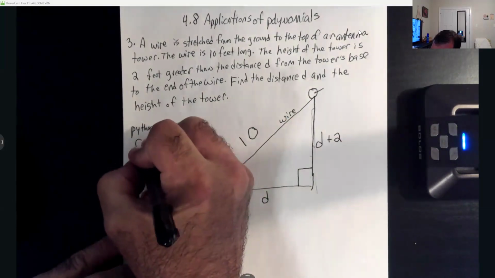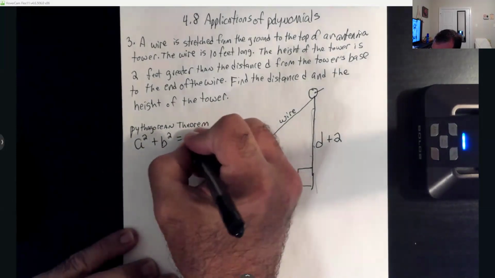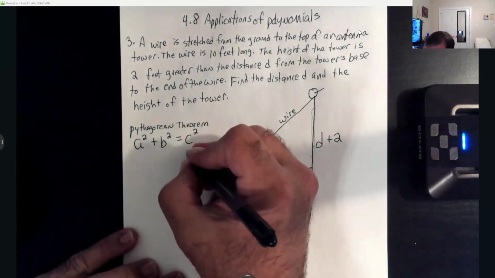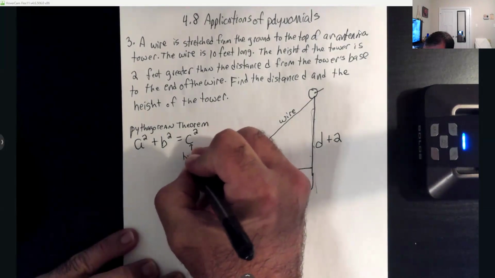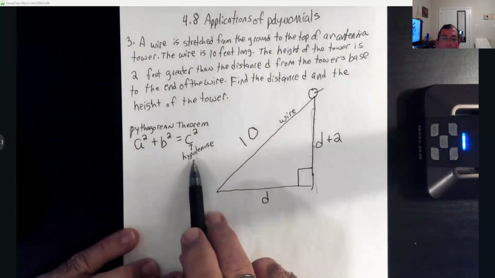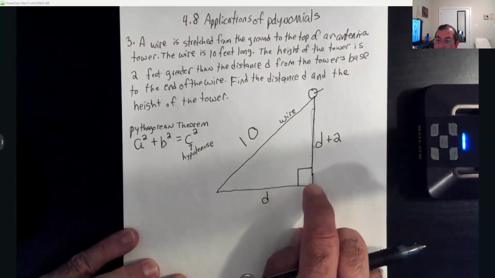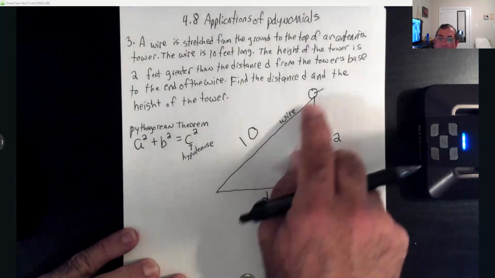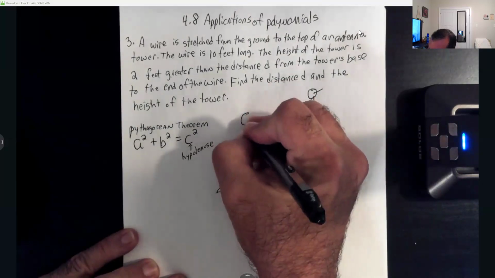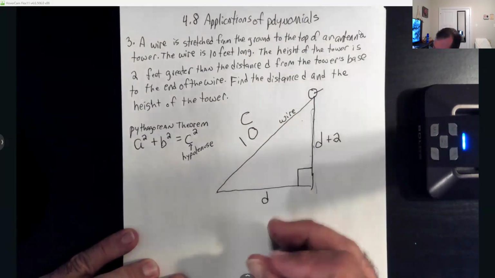That says a squared plus b squared equals c squared. And the c always has to be the hypotenuse. So the hypotenuse is the longest side of the triangle that's opposite the 90-degree angle. So this wire is the longest side. So that has to be C no matter what. And then I'll let this be A and B.